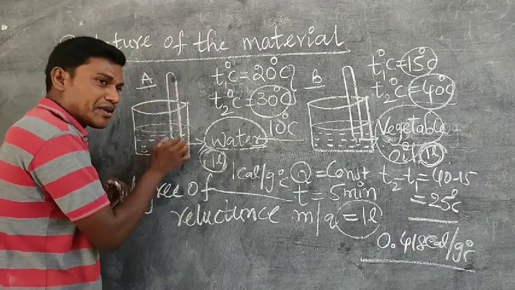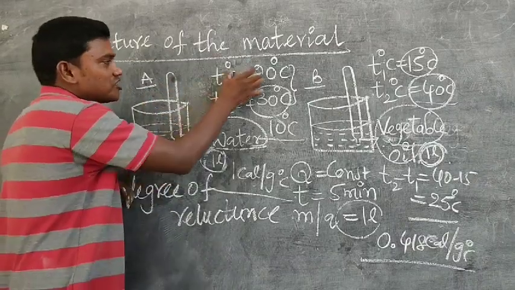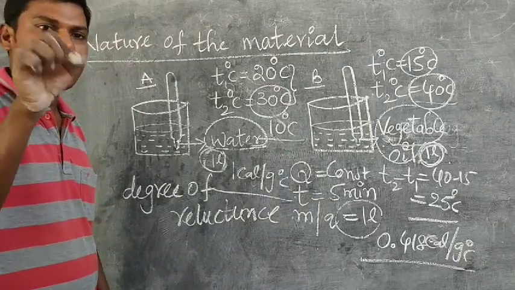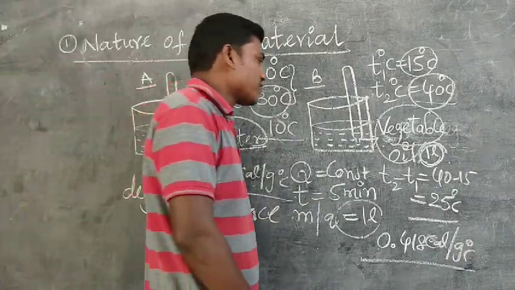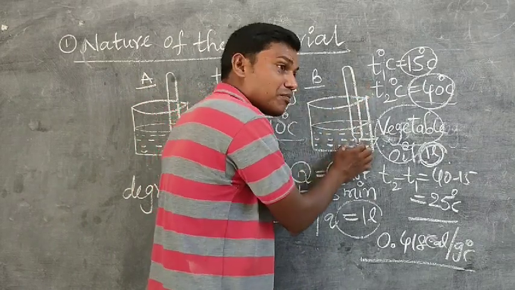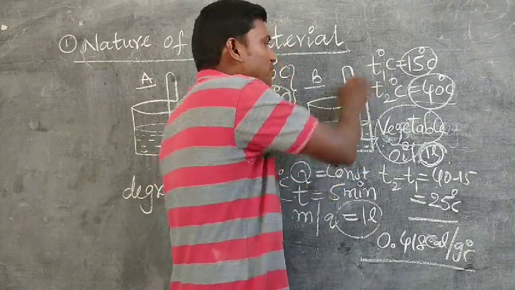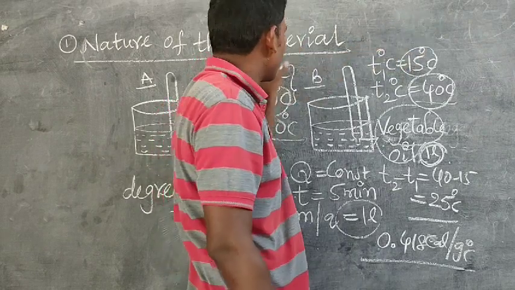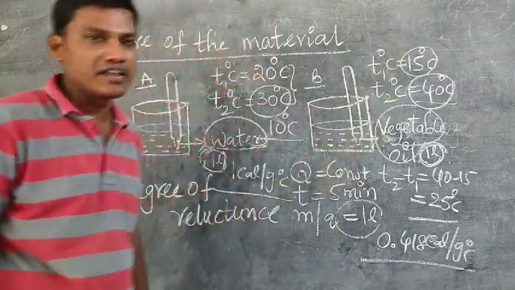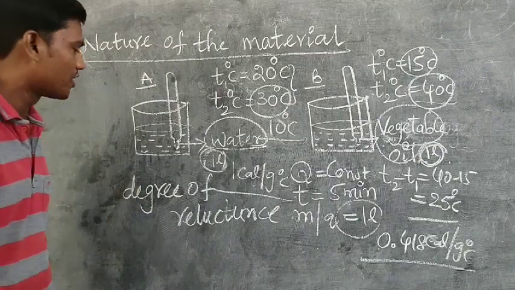The thermometer is placed in the A vessel and its initial temperature is noted. For your understanding, I will consider 20 degrees Celsius. In the same way, the thermometer is placed into the B vessel and its initial temperature is noted, which I consider 15 degrees Celsius. Not only these particular values, we can consider any values, as you wish.